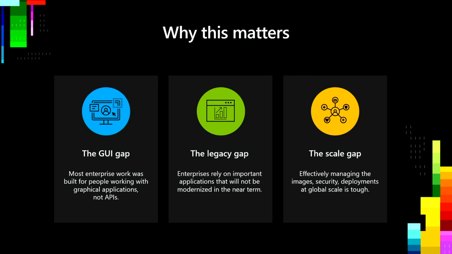And the last is the scale gap. Maybe you've already solved the first two problems on a single VM somewhere. But how do you go from one agent on one machine to 100 agents serving your entire organization? How do you manage the images, the security, the lifecycle? That's what the platform handles. Pooled cloud PCs, managed at scale, governed by IT, the same way you would manage a fleet of employee machines.